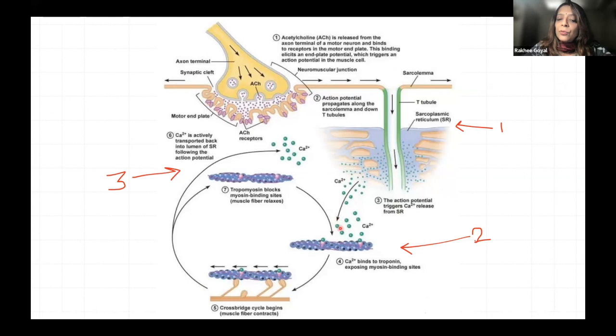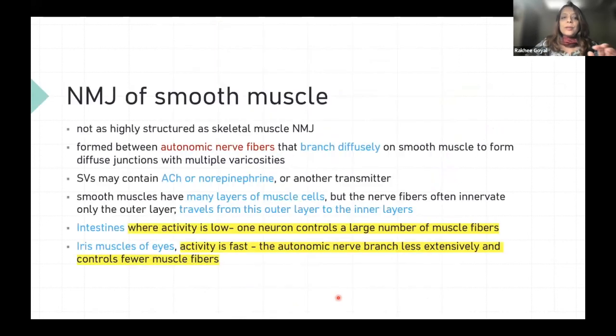Now, calcium coming out from here binds to the troponin, which exposes the myosin binding sites. Now, this causes a cross-bridge cycle and the muscle fiber contracts, after which the tropomyosin blocks the myosin binding sites and causes a release of calcium. Now, this calcium is thrown back into the sarcoplasmic reticulum by an active process. So it's a cycle which causes the muscles to contract because of the action potential.